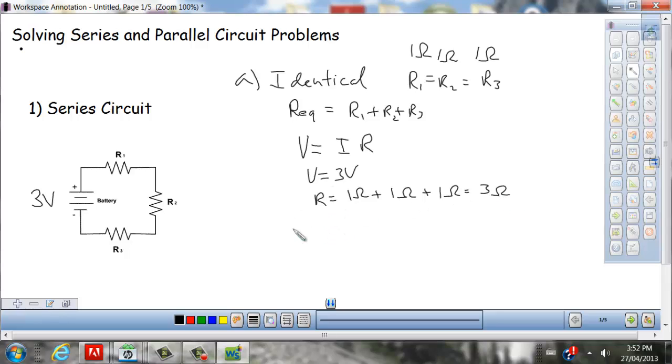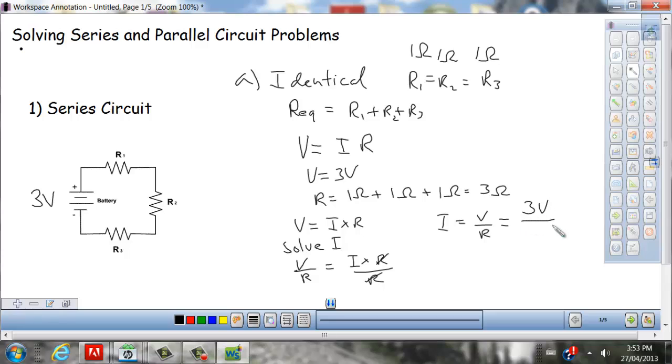We solve for I, so V equals I times R. To solve for I, we have to divide through by R. Whatever we do to one side, we have to do to the other. R divided by R equals 1. So now we have I equals V divided by R, which will be equal to 3 volts, and always put the units in, divided by 3 ohms, which is going to be equal to 1 amp.